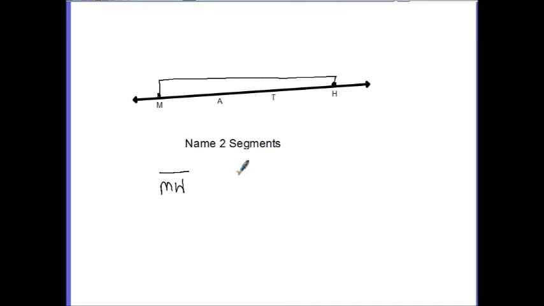Another one that I'm going to have is segment MT, which starts at M but is slightly shorter, or TM. The order does not matter. You could have said segment MA, segment AT, segment AH, segment TH, and reverse the order.